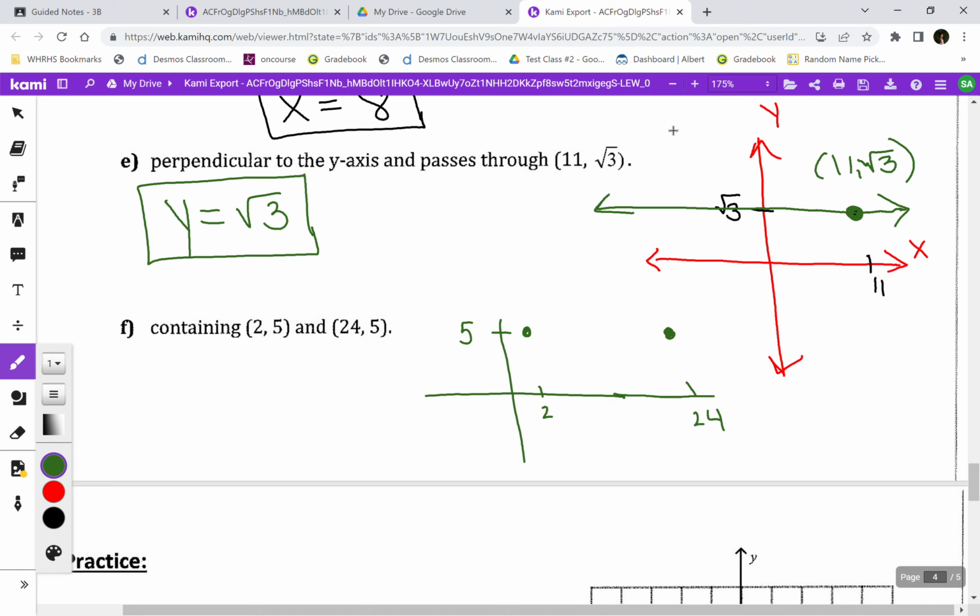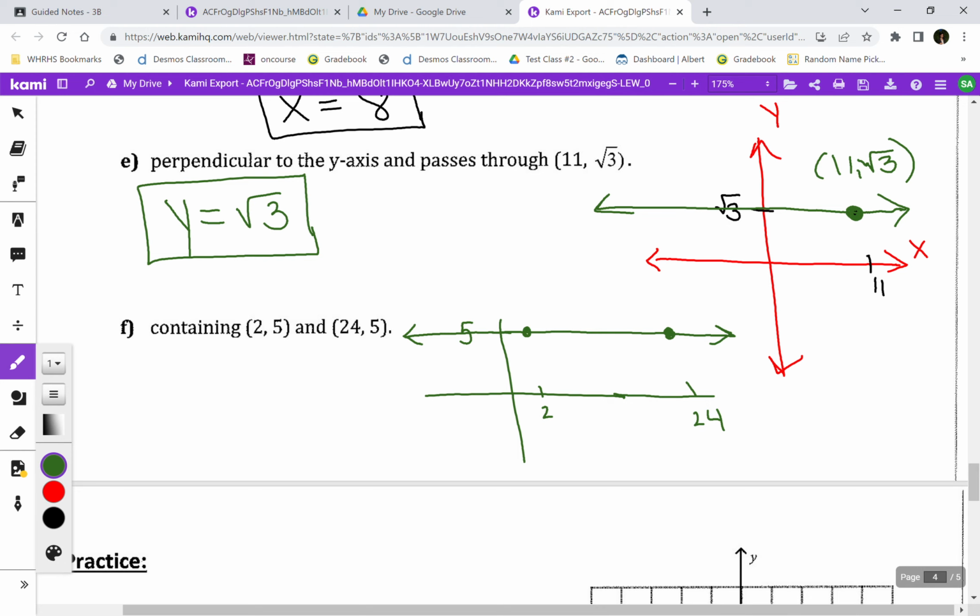What kind of line is this? Horizontal line, and that makes sense, right? Because the y is staying the same. It's only moving left or right. It's not moving up or down.